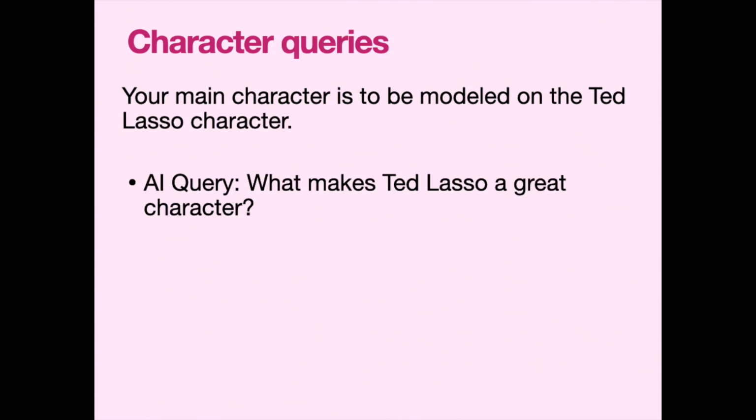This is where AI queries can really shine. Suppose you want your main character to be like Ted Lasso. In this case, you want to know what makes Ted a great character, so you write the query. Ted Lasso is just an example. You can use any character from TV, movies, or literature, or maybe even history if you want your character to be like, say, Napoleon or Boudica.